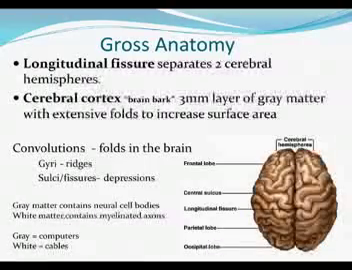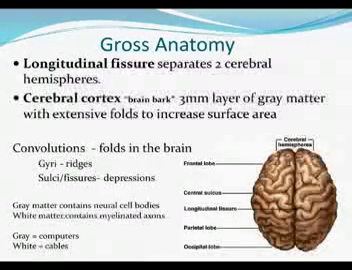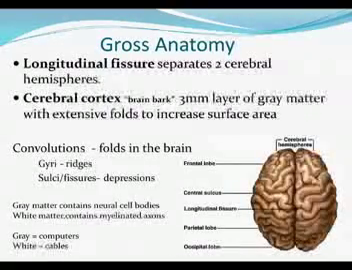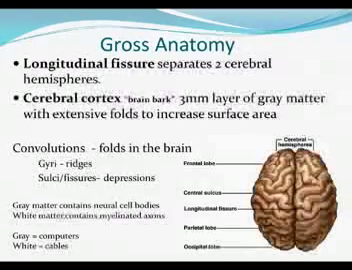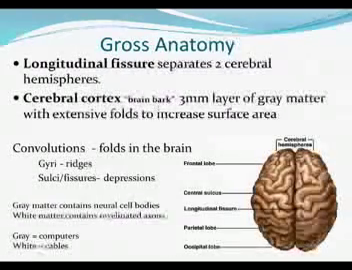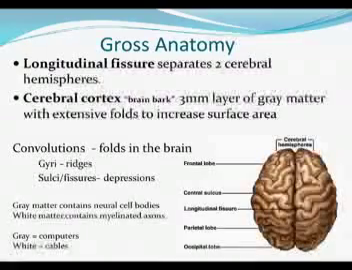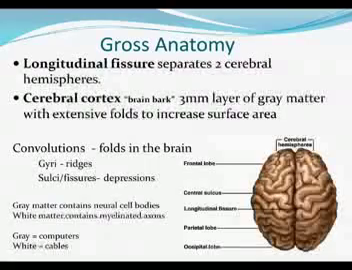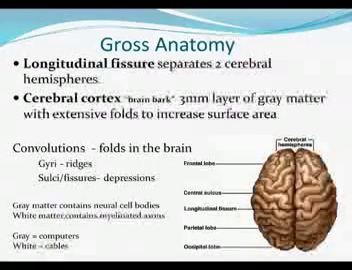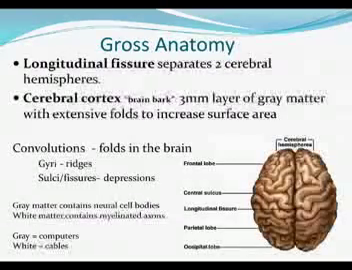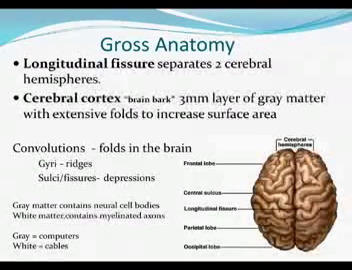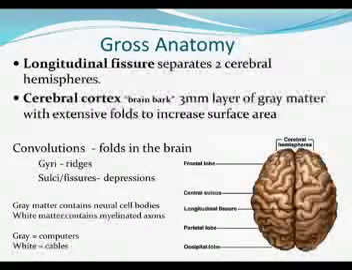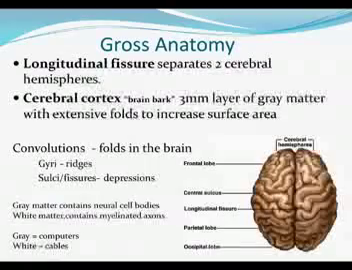And within that cortex, you have what are called convolutions. And the convolutions are those folds within the brain. And so again, whenever you see folds, basically you're increasing the surface area, right? So it's the same idea as a microvilli. If you remember way back to Lab 6 when we were talking about epithelial tissue, that simple columnar has that microvilli on it. All right, so same sort of context here with the cerebral cortex.